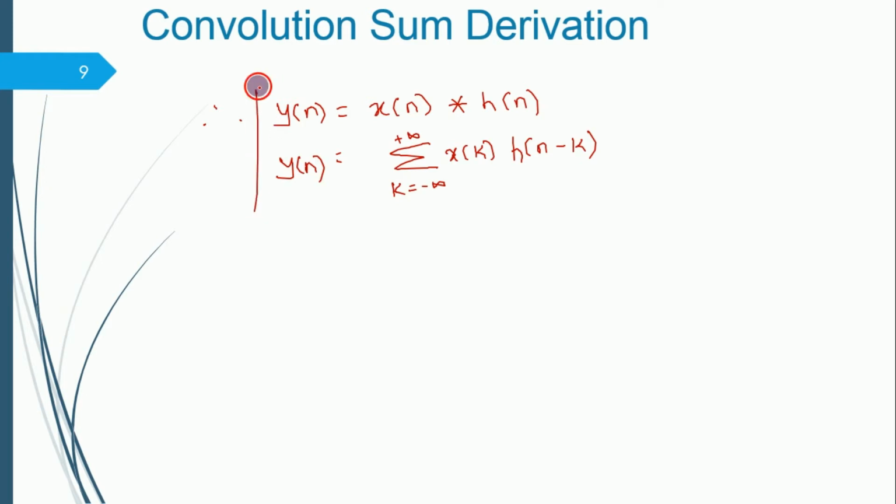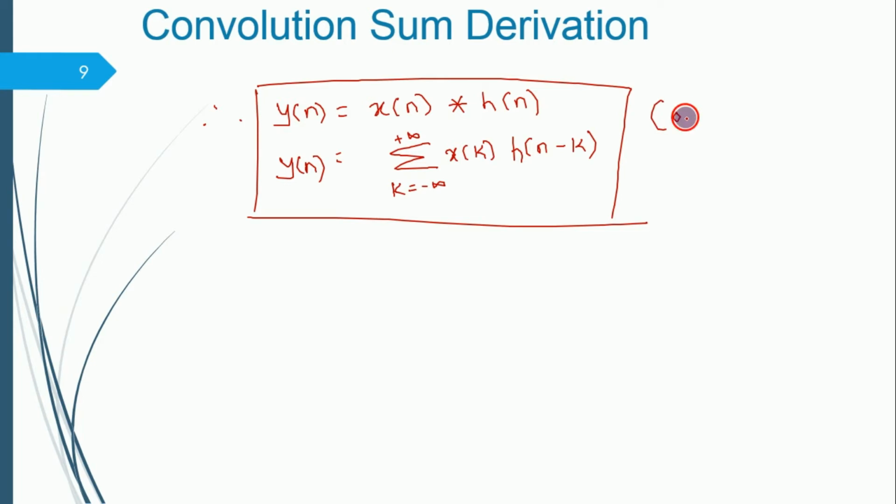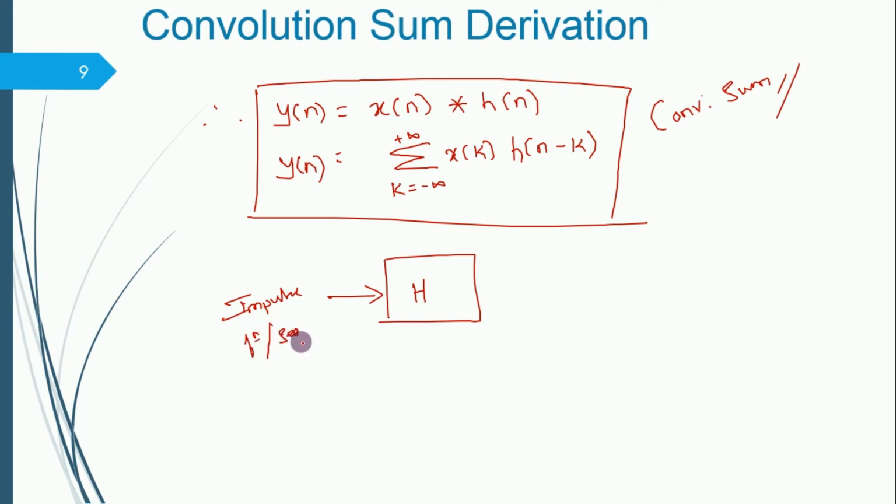Very important. This we call the convolution sum. So if you supply the input as an impulse function or sequence, the output that you receive is the impulse response.